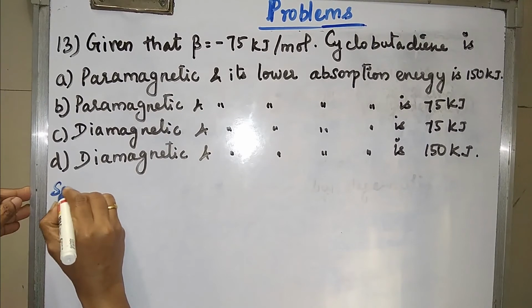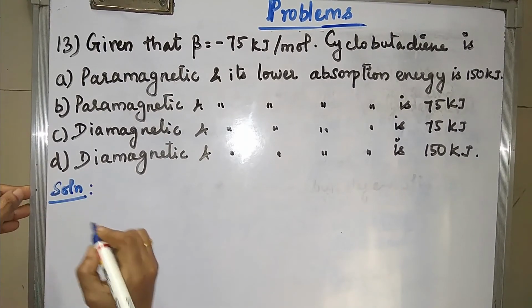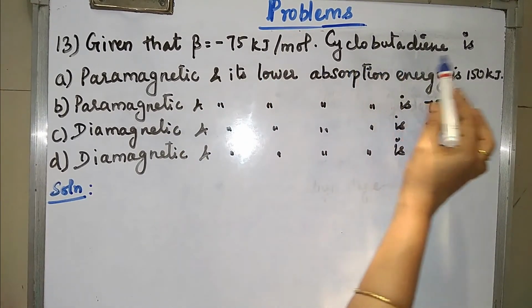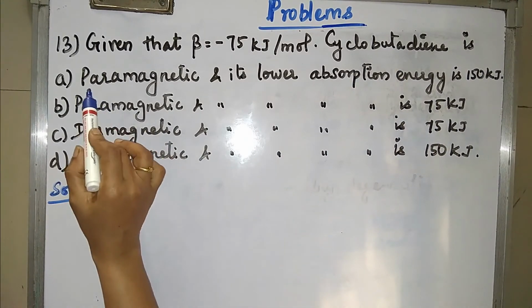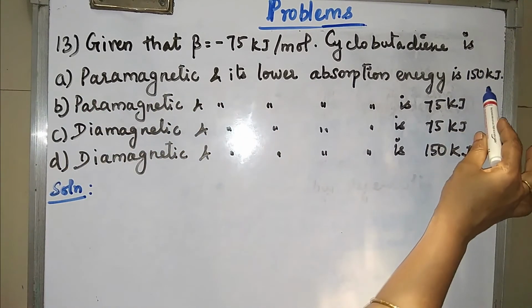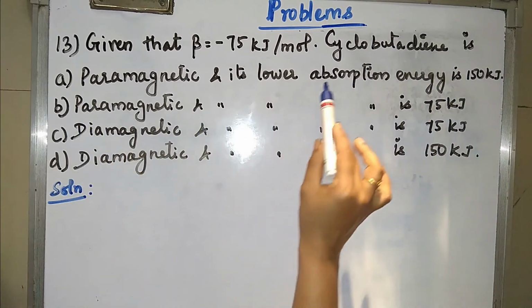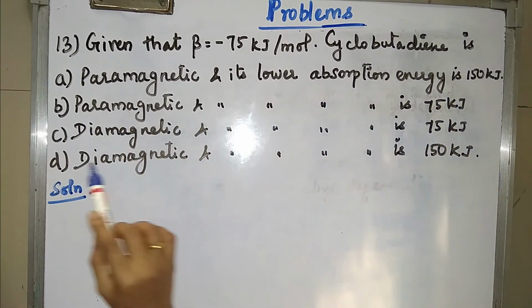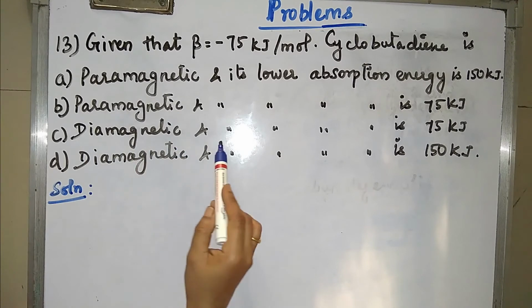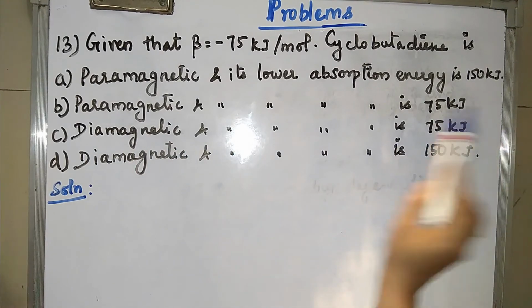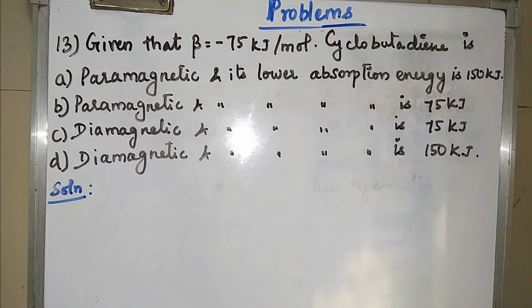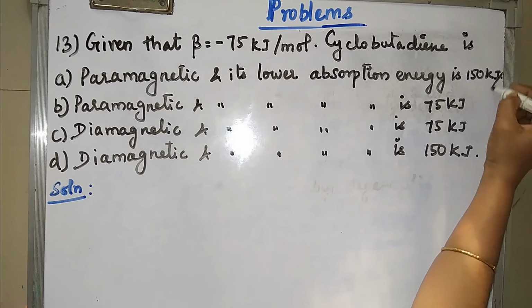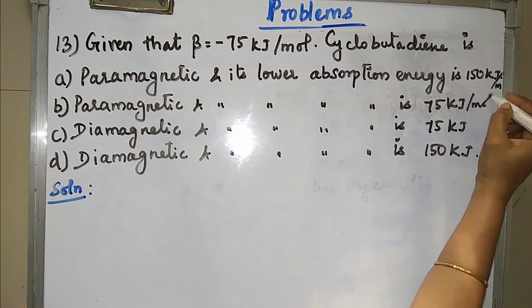13th sum. Some data is given here, the beta value. Cyclobutadiene is how it looks. The options are: paramagnetic and its lower absorption energy is 150 kJ per mole, or paramagnetic and its lower absorption energy is 75 kJ per mole, or diamagnetic and its lower absorption energy is 75 kJ per mole, or diamagnetic and its energy is 150 kJ per mole. That is the question they are asking. Here mole is there.